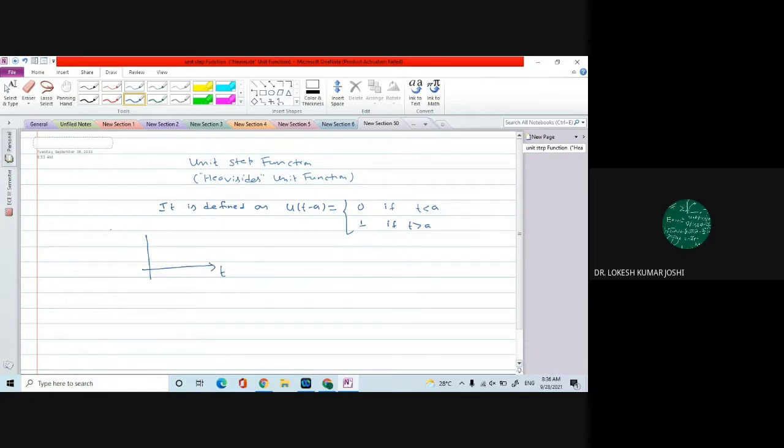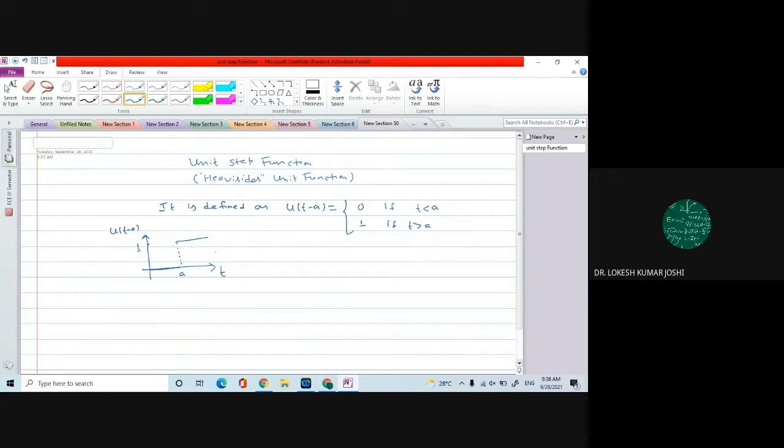Say this is the t-axis. This is our function. Then its value is 0. If we see carefully, its value is 0. Say this value is a. u(t minus a) equals 0 whenever t is less than a, and its value is 1 whenever t is greater than a.